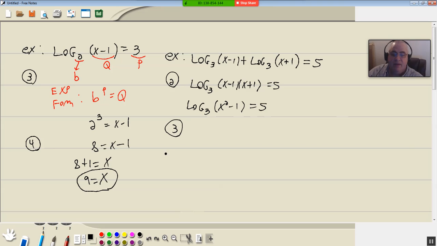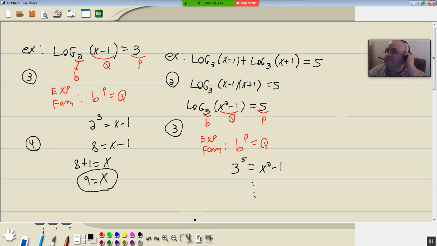Step 3. Use definition of log to rewrite in exponent form. Remember, whatever number is smaller set down here is your b. Whatever follows that is your q, and the other side of the equals is your p. And our exponential form is b to the p is equal to q. So b we said was 3, p is 5, and q is x squared minus 1. And I won't finish that, but you would actually solve that and see what your answers are.